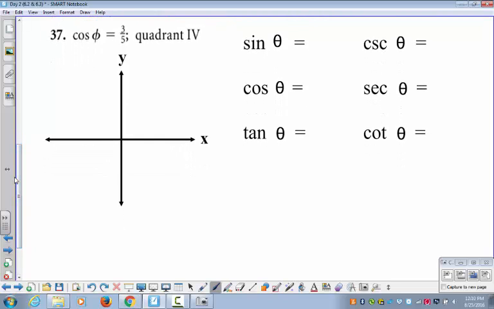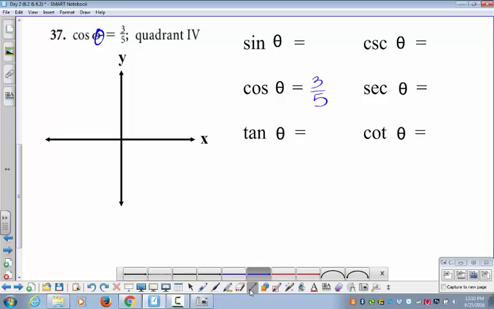Okay. Oh, whoops. They use a different angle. That's a Greek letter phi. Some call it phi, some call it phi. And I put a theta there. Obviously, those angles should match. So we're going to pretend that's a theta. All right, so same idea. See if you can get this one. So you've got cosine of theta is given to be 3/5. And we are told that our terminal ray is in quadrant 4.